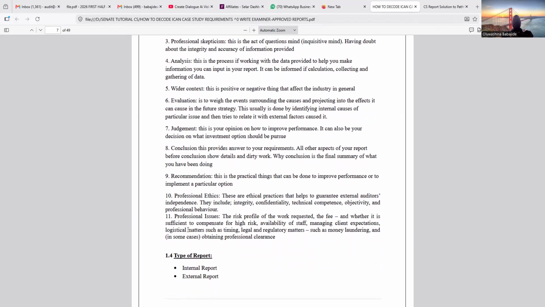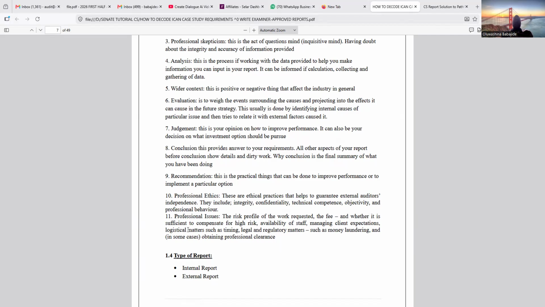Then conclusion. This provides answers to your requirement. Your conclusion will provide a short answer to your requirement. For example: I conclude that the company is making profit. The cost of sales of the company is increasing over the year. The project is viable. All these are just conclusions. All other aspects of your report before the conclusion are the details and dirty work, while the conclusion is the final summary of what you have been doing.